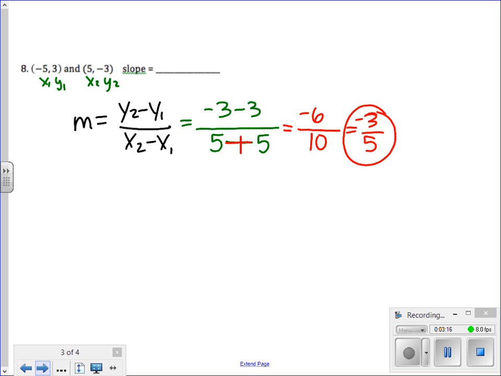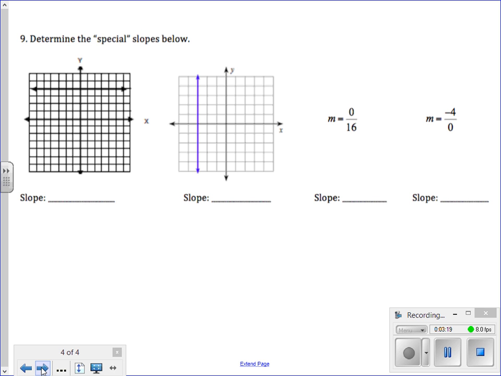The last problem that we're going to look at here is number 9. We're going to determine the special slopes below. That means they're not going to be positive or negative. They're going to be 0 and undefined. Those are the tricky ones.